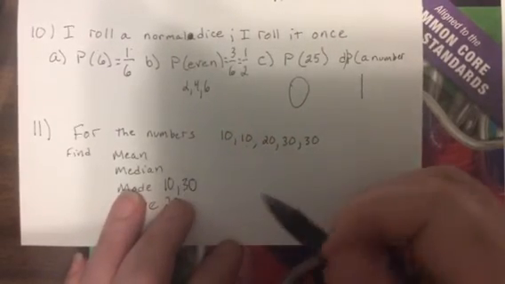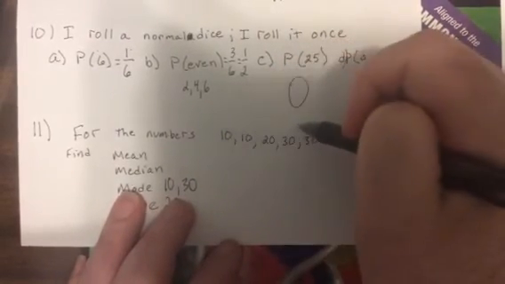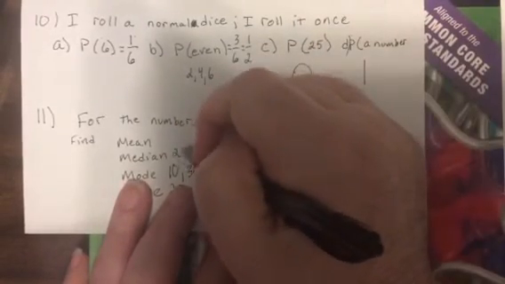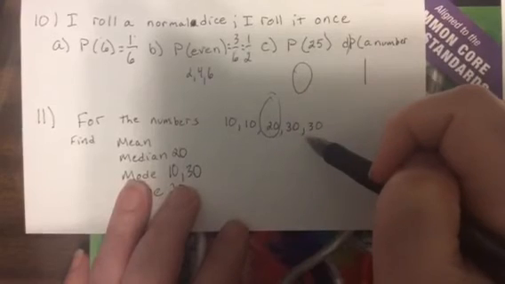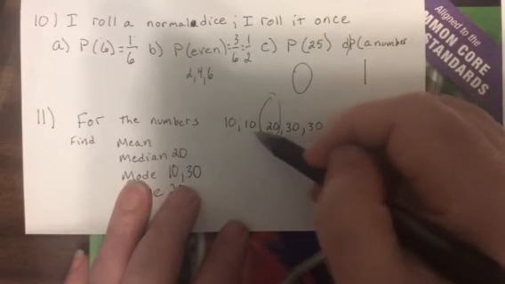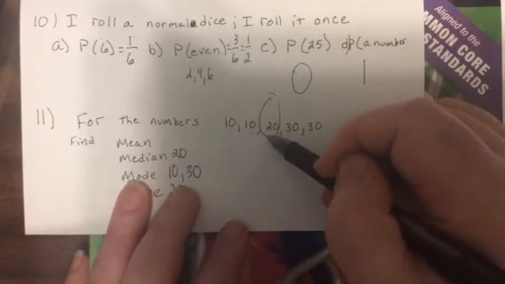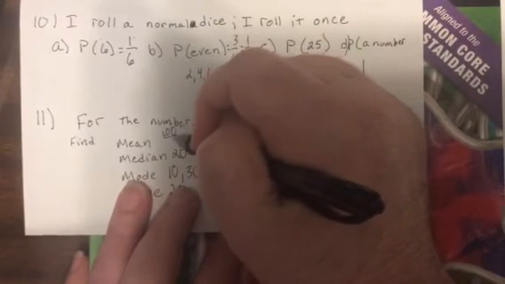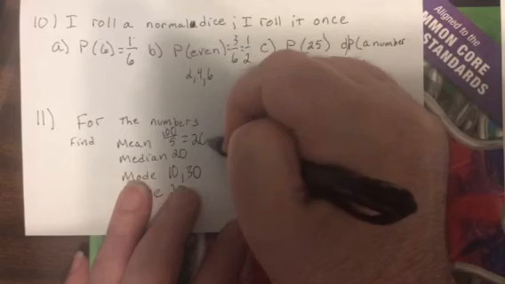The median is the one in the middle. So here's 2 this way, 2 this way. So the middle number is 20. And the mean, you add it up and divide by the number of numbers. So 20, 40, 100. So 100 divided by 5 is 20.